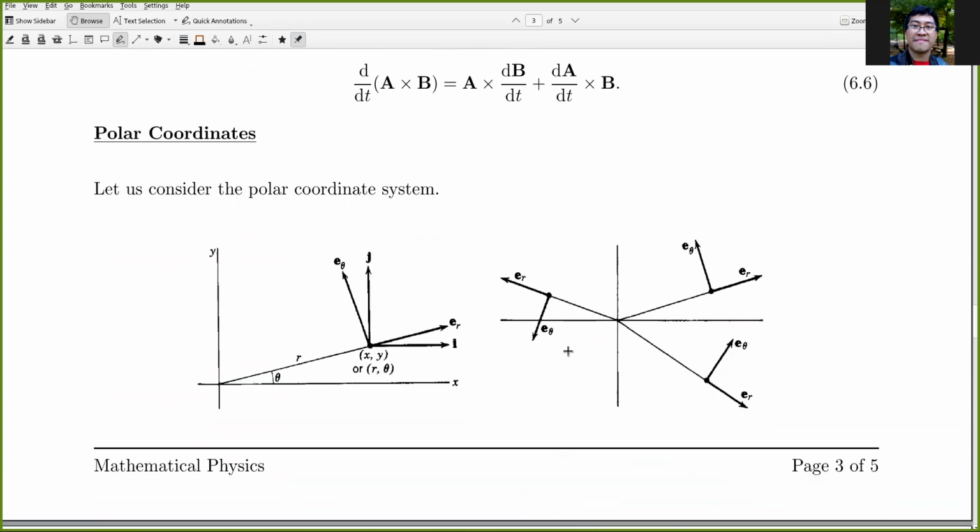In polar coordinates, consider, instead of using i and j unit vectors, let's use r and theta unit vectors. So it's denoted here as e_r and e_theta.